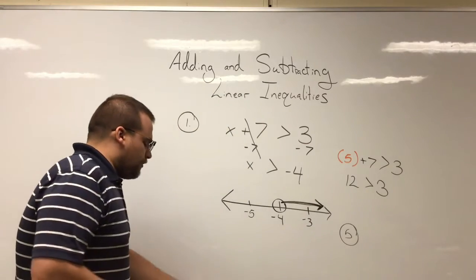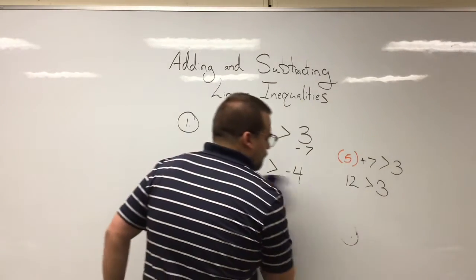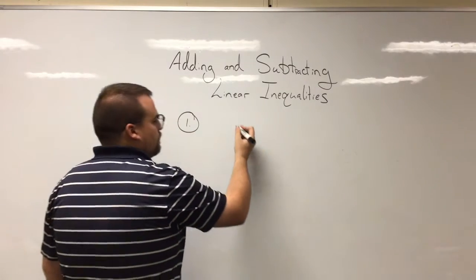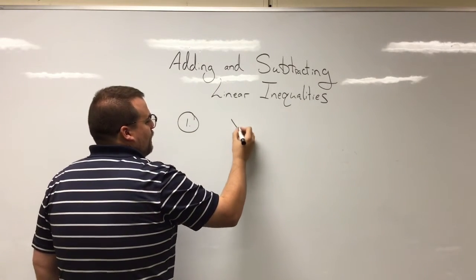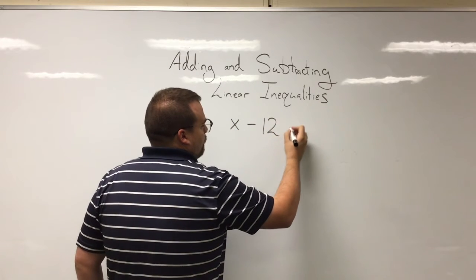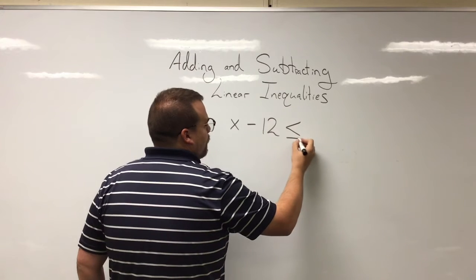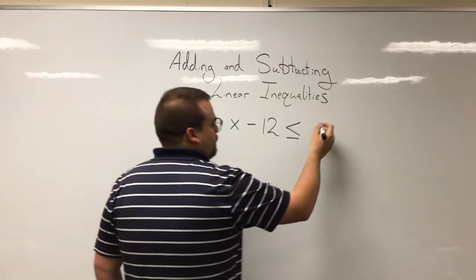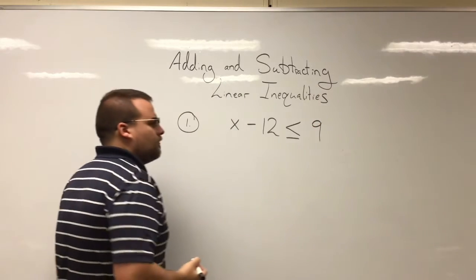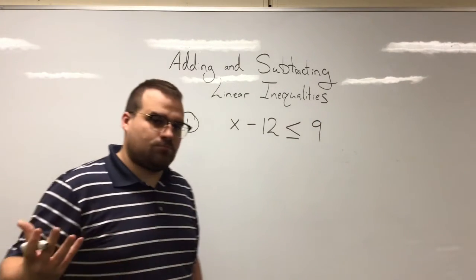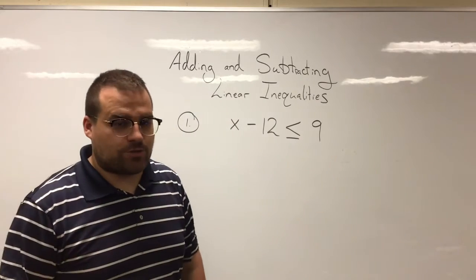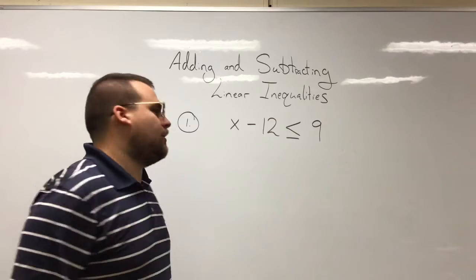Let's do one more example here. Let's say we want to do x minus 12 is less than or equal to 9. So then, what would we need to do here? Now, we just have a one-step inequality.